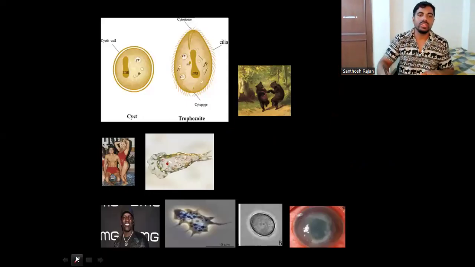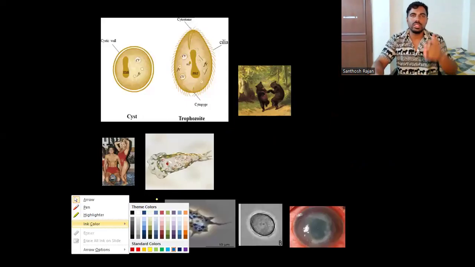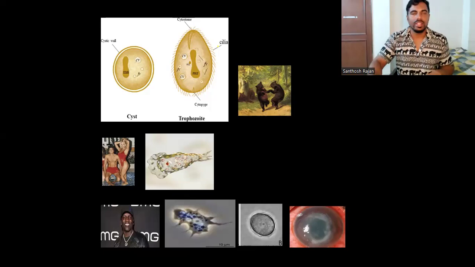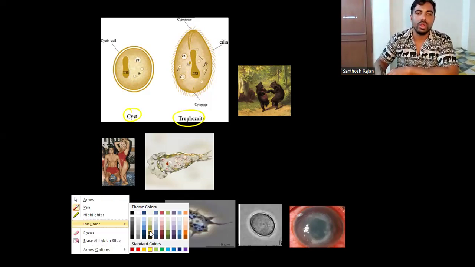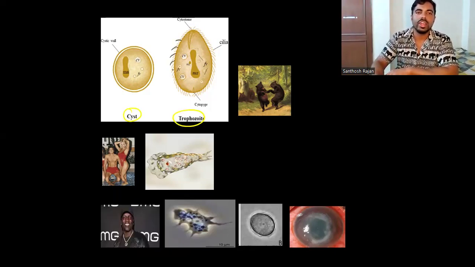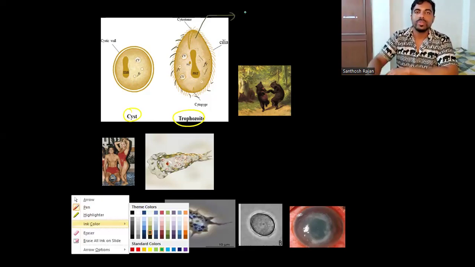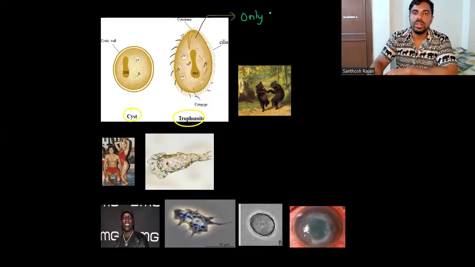Now look at this picture. These are the latest pictures they're going to ask. In a recent exam, INI-CET, they have asked this question. That means you can expect it in your exam also. Look at this. This is a cyst and this is a trophozoite. Here is something very interesting. What is interesting, sir? Yes, I'm going to tell you now. Look at this, here you see the hair. This trophozoite is the only one having hair, the only parasite that is having hair.